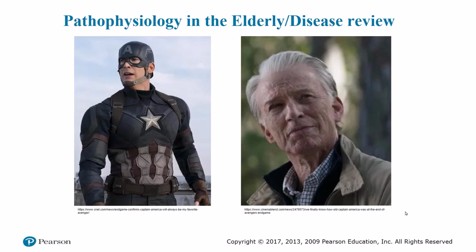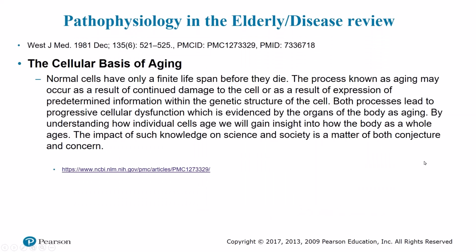So what we're going to do is continue on and start looking at some specific disease processes that go along with aging. Now, a week or so ago, I had sent out to you a paper called The Cellular Basis of Aging. It was a paper written back in the late 70s, early 80s, but it was published here in the Western Journal of Medicine back in December of 81.